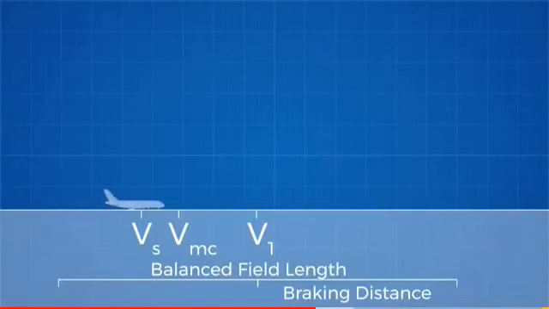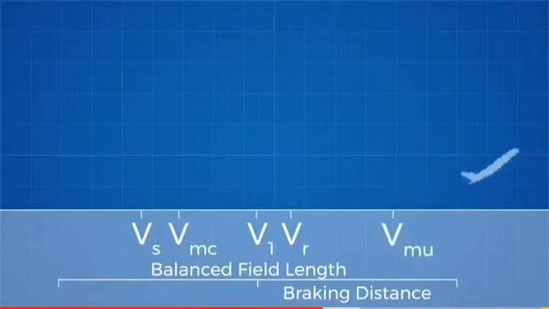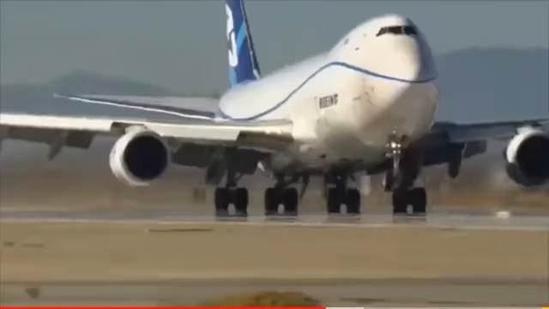The fourth critical speed is VR, or the rotation speed. This is the point the plane can begin to lift its nose and begin its ascent. The next speed, which results in some of the coolest testing videos, is the minimum unstick speed. This is the speed the plane can take off at its maximum pitch, which is actually the point where the tail skid hits the ground.